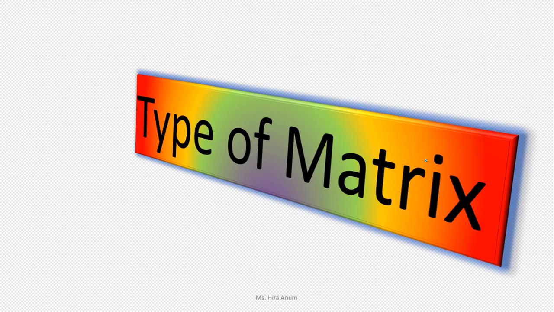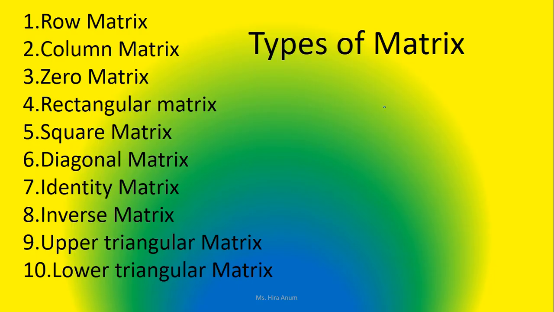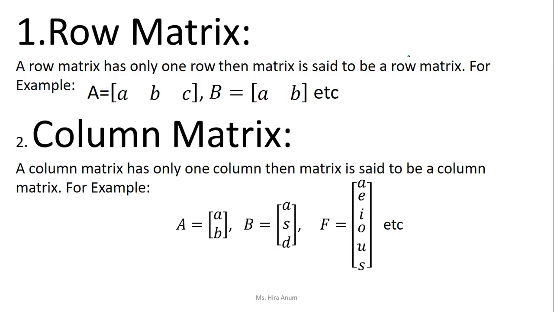Types of matrices: row matrix, column matrix, zero matrix, rectangular matrix, square matrix, diagonal matrix, identity matrix, inverse matrix, upper triangular matrix, lower triangular matrix. These are the types of matrices.